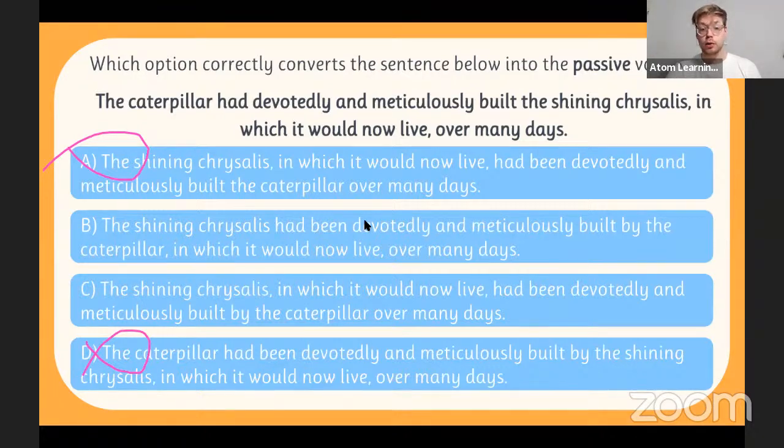And finally, we've looked at the caterpillar. We now need to look at the shining chrysalis, which needs to come at the beginning of the sentence. Again, that happens with B and C. So what do you need to do to pick between B and C?